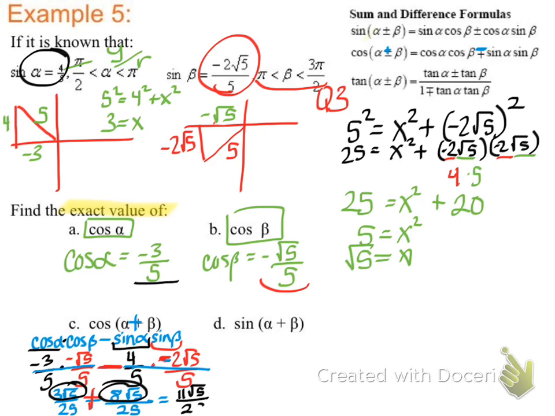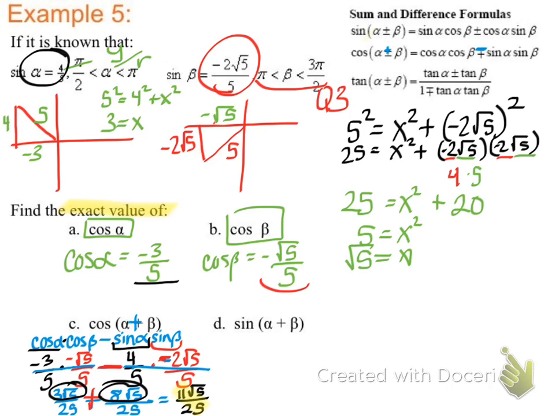And since these are also like terms, they're both square roots of 5, it's kind of like adding 3x plus 8x and getting 11x. So 3 square roots of 5 and 8 square roots of 5 is 11 square roots of 5, all over 25. That's the solution for cosine of alpha plus beta, using the sum formula for cosine.